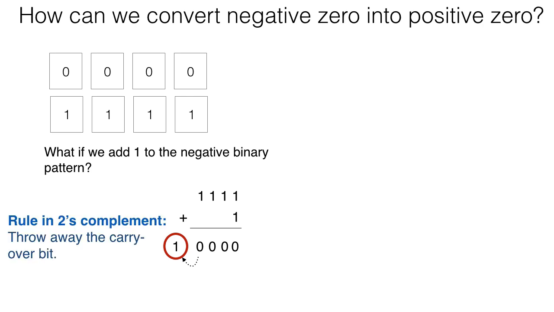Here's the rule in what's called two's complement. This is two's complement, by the way. Throw away the carry bit. Yep, that carryover bit just gets thrown away. So what we end up with is 0, 0, 0, 0. Ta-da! We just solved the problem.